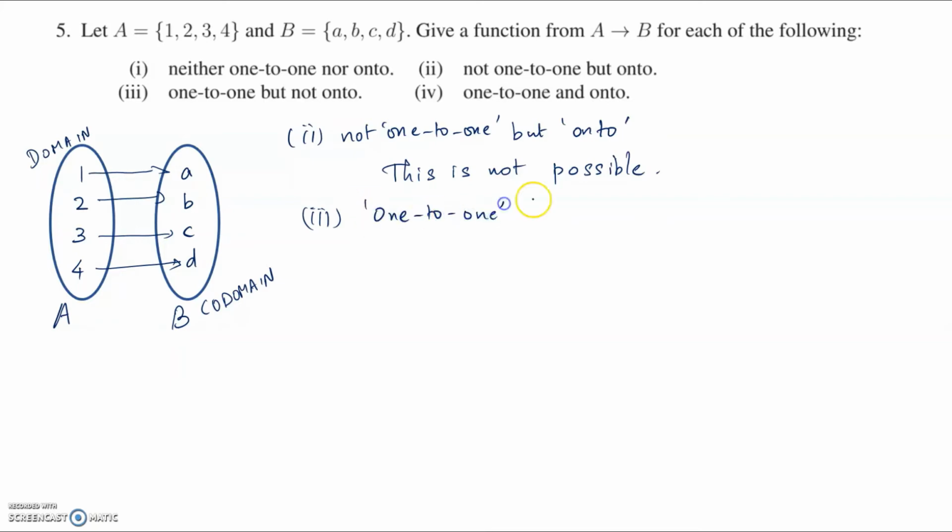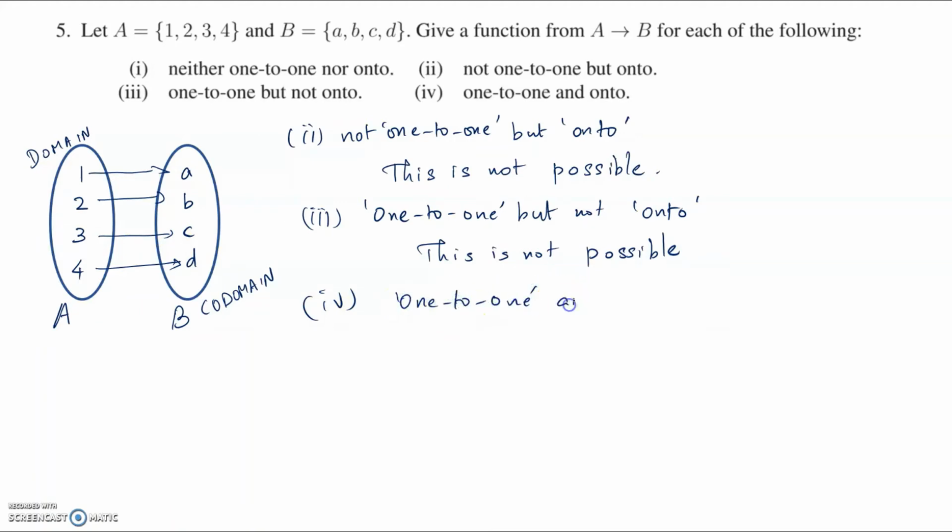1-to-1 but not onto. Okay, this is not possible. Then for the last part of it, 1-to-1 and onto.